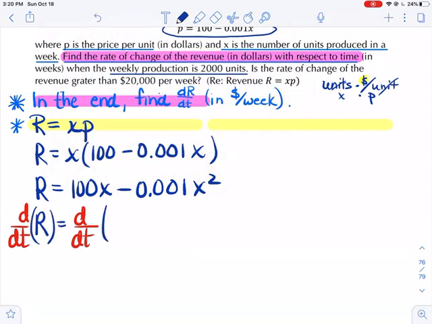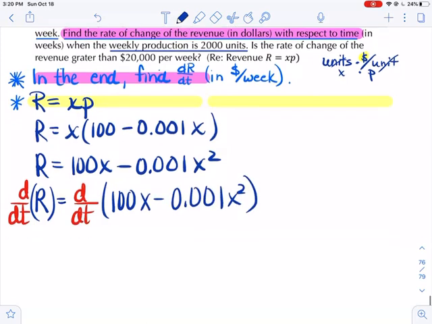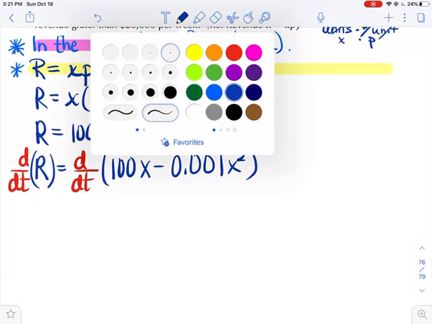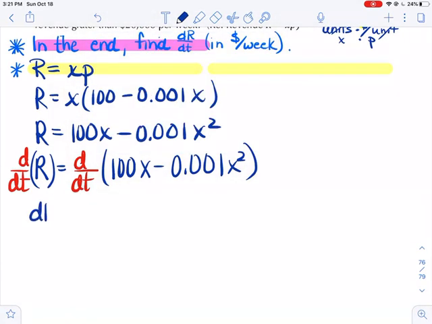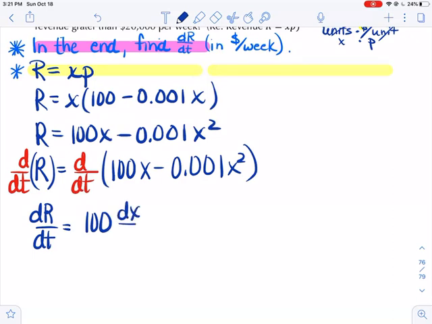On the left, we have the derivative of R. On the right, we take the derivative of 100x minus 0.001x squared. So on the left, we get what we're hoping to find, dR/dt, is equal to 100 dx/dt minus 0.002x dx/dt.